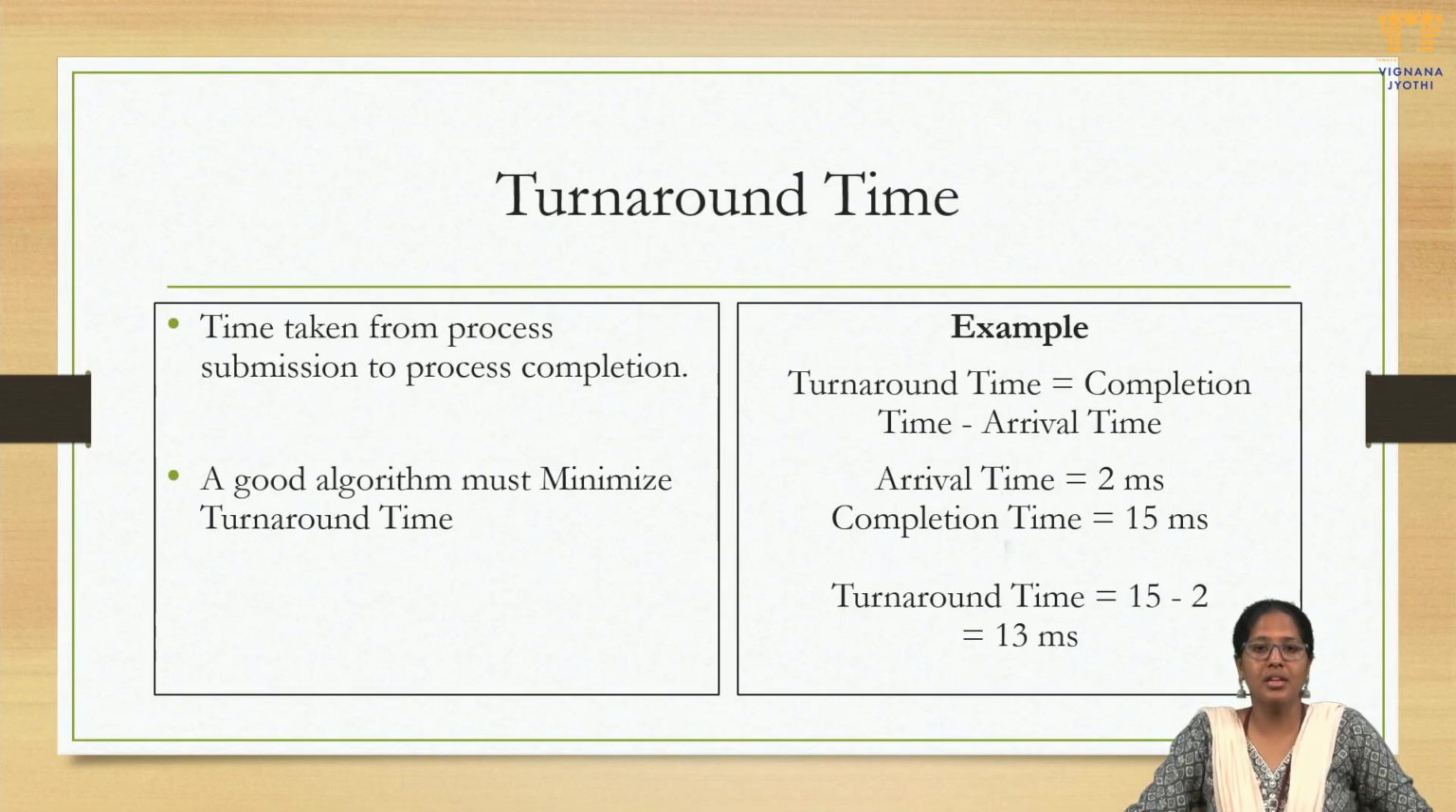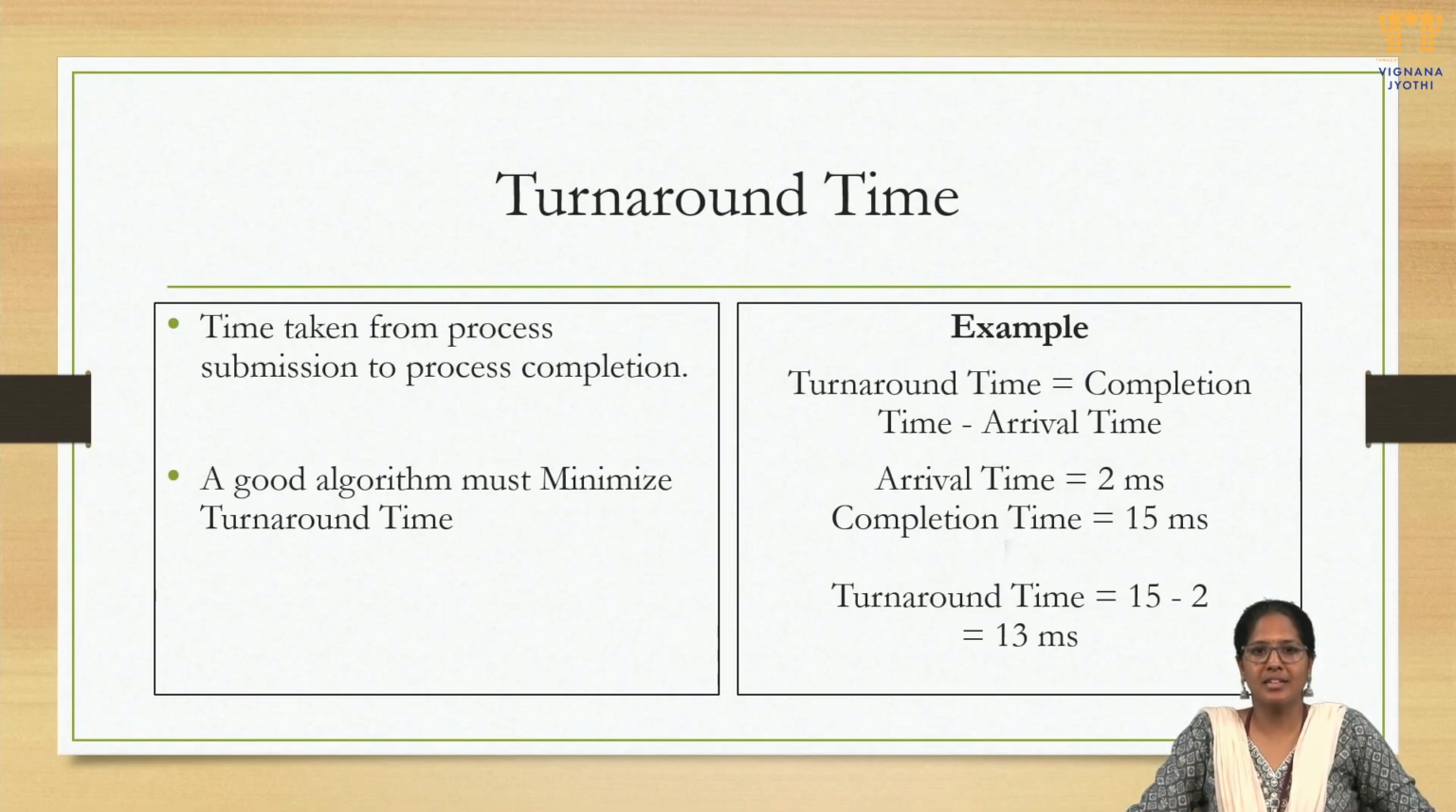Turnaround time refers to the total time taken by a process from the moment it enters the system until it completes its execution. In other words, it measures how long a process takes to finish after it has arrived. Let us understand this with a real-life example.